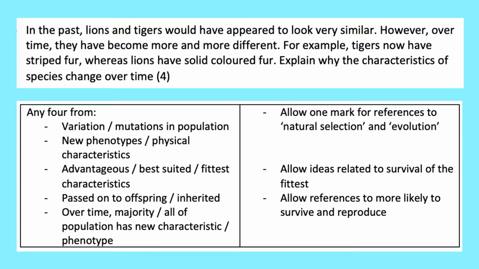This is how we get variation and how different species evolve from each other. So the solid coloured fur would have been advantageous to lions in a particular environment, whereas the striped fur would have been advantageous to tigers in their particular environment.